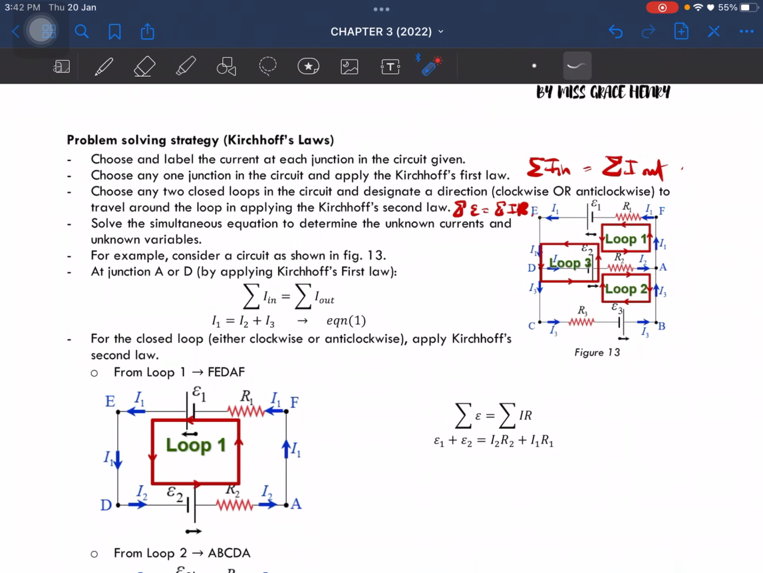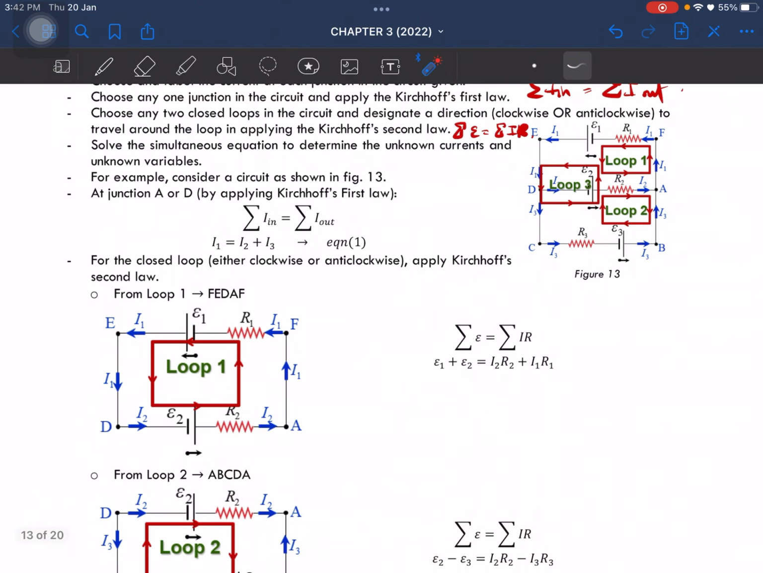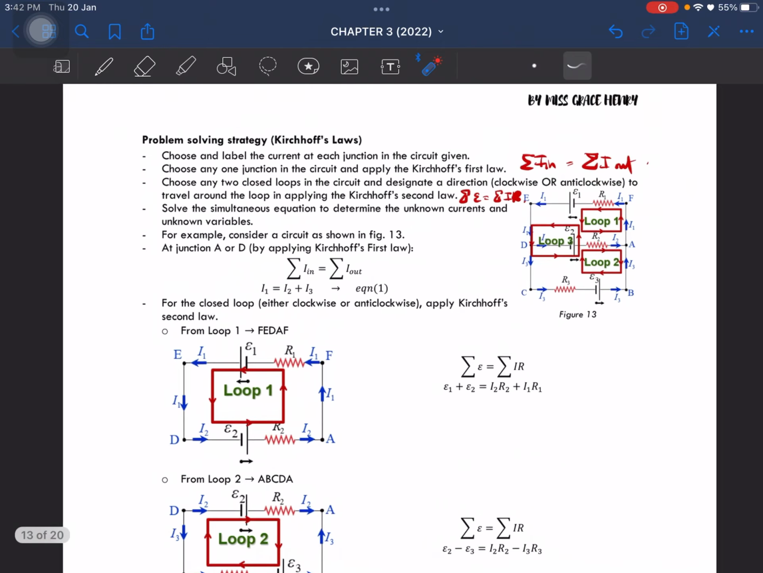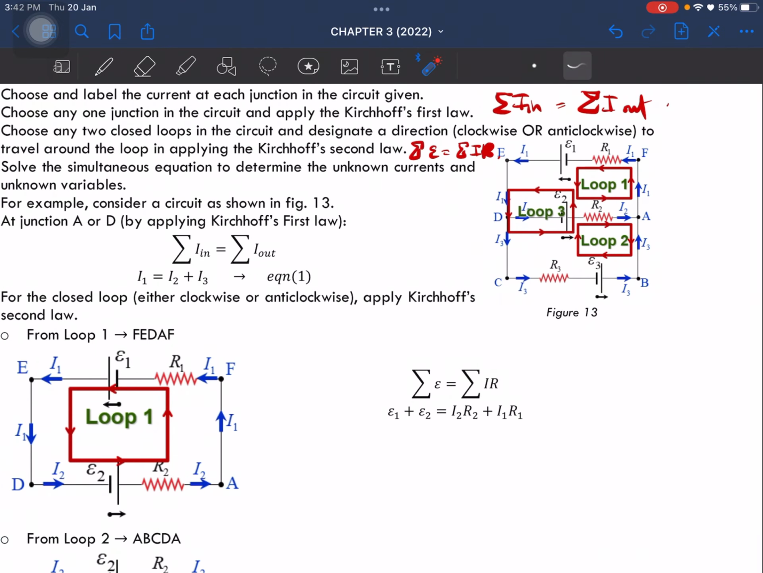Okay, so you can then solve the simultaneous equations to determine the unknown currents and unknown variables. Now let's consider the circuit here. There are three closed loops. You can put either clockwise or anti-clockwise. Oh sorry, we have to include the steps there.